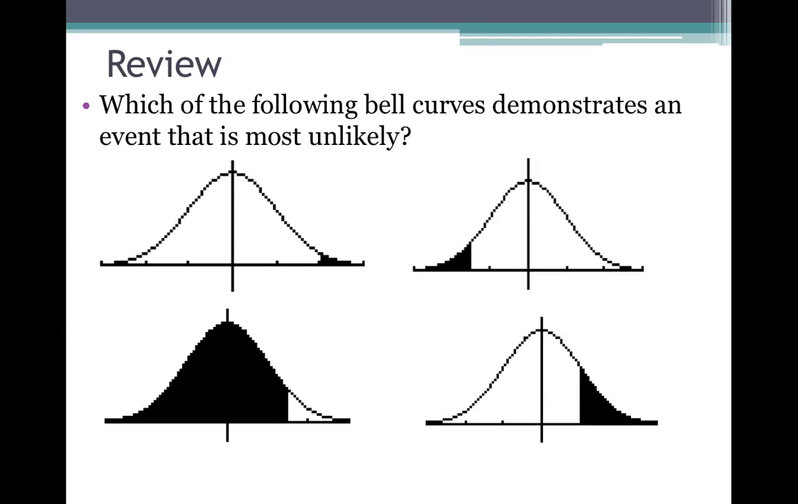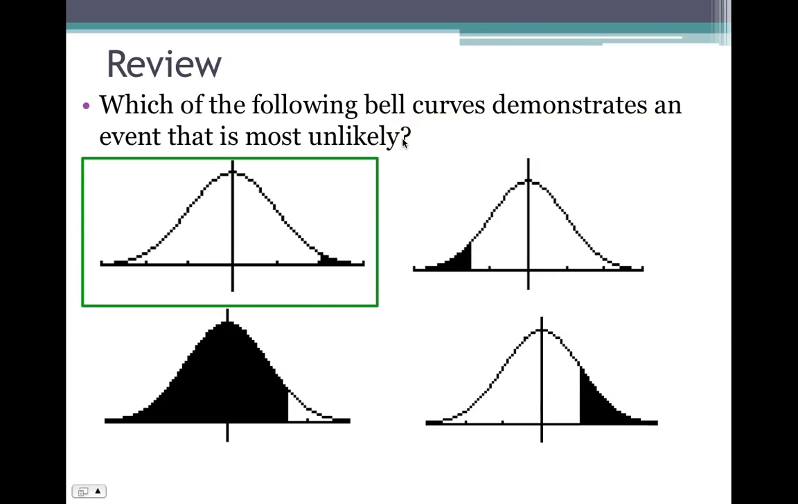Now in this class, shading the area of a bell curve indicates the probability of an event happening. So which of the following represents an event that is most unlikely? Which means small probability. Well, small probability is small area, so it's this one, because if you look at the shaded area here, it's the smaller of all the shaded areas in all the other choices. So smaller area, more unlikely chance of something happening.